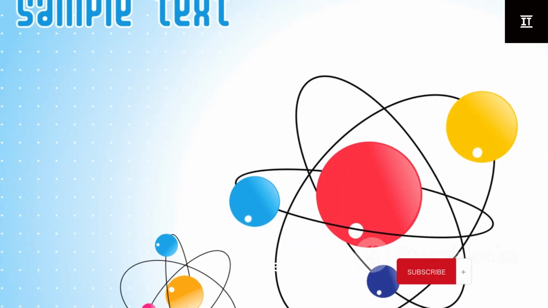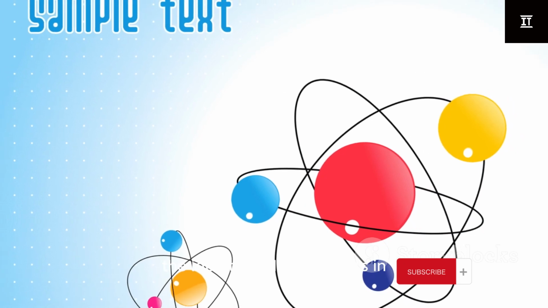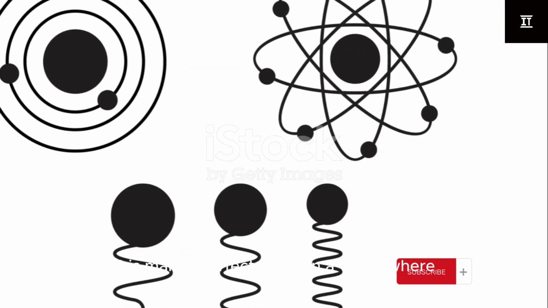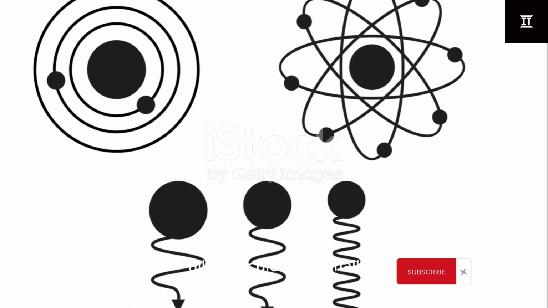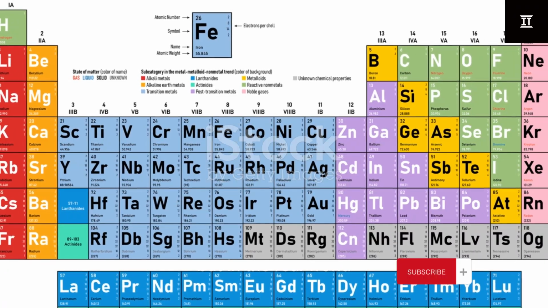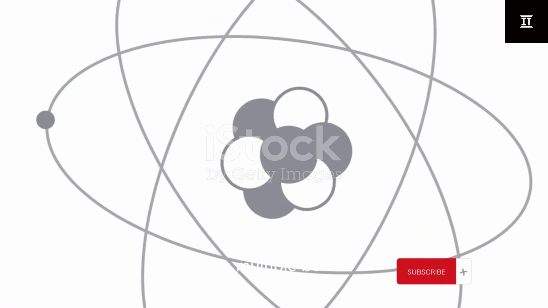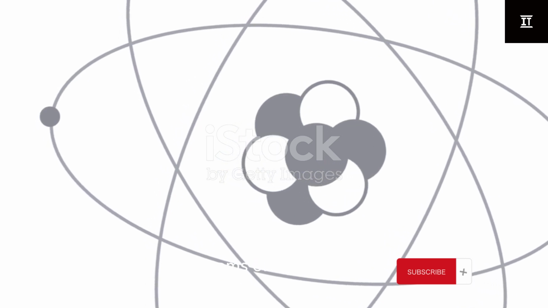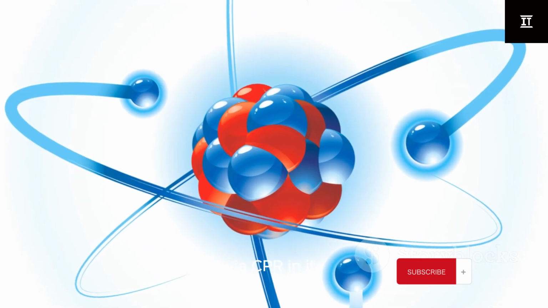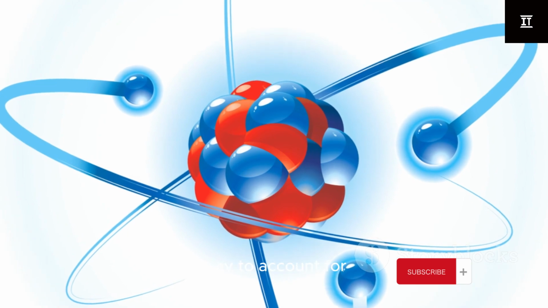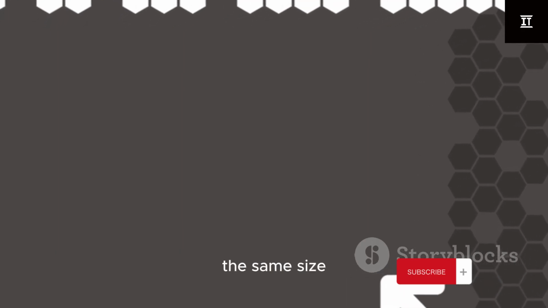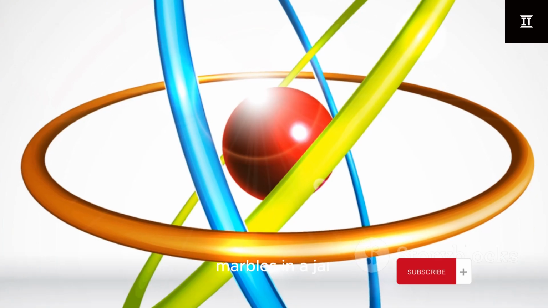You see, VSEPR is based on the idea that electron pairs in the valence shell of an atom repel each other and try to stay as far apart as possible. This makes perfect sense in a world where all molecules are small and uncomplicated. But in the real world, molecules can be like twisted labyrinths, with multiple bonds and atoms of different sizes. VSEPR, in its current form, doesn't have a way to account for the influence of the atom size. It treats all atoms as if they were the same size, like identical marbles in a jar.